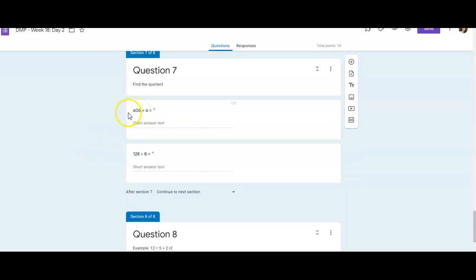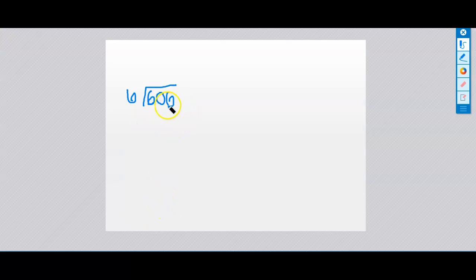Question 7, some division again. 606 divided by 6. Okay, refreshing your memory. Some of you might have already just seen the pattern. 6 goes into 6 one time. 6 cannot go into 0. There are 0 groups in 6. And 6 can fit into 6 one more time.